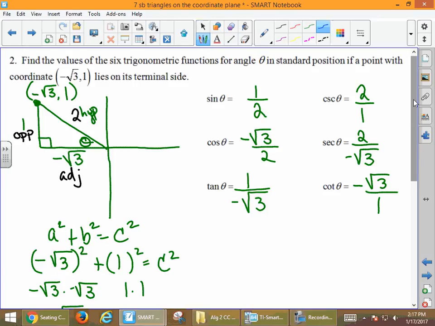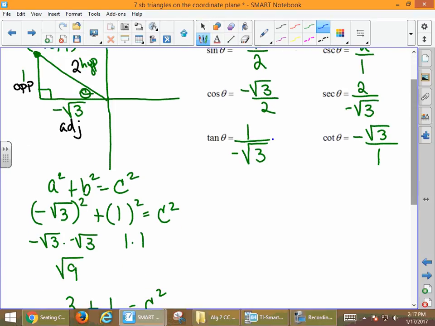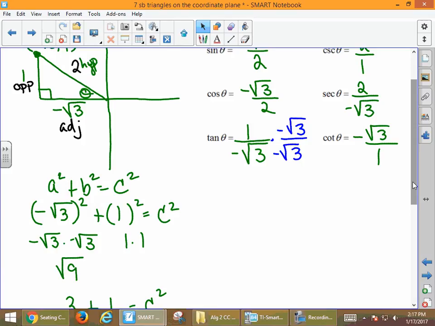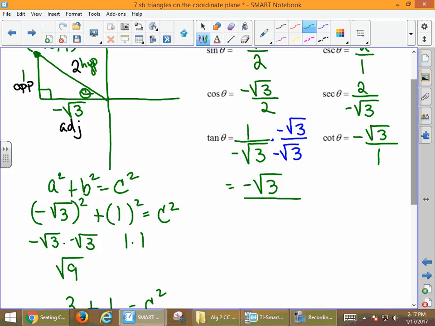And the way that we do that is we're going to multiply whatever the denominator is by itself. We're going to multiply by negative radical 3. But if we multiply by negative radical 3 in the denominator, we have to multiply by negative square root of 3 in the numerator also. When we do that, remember we multiply the tops together, so we get 1 times negative the square root of 3, which is negative square root of 3.